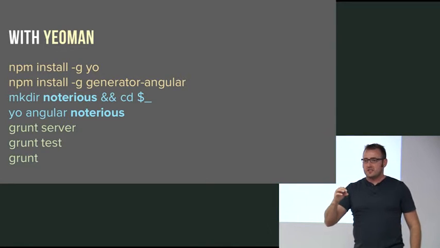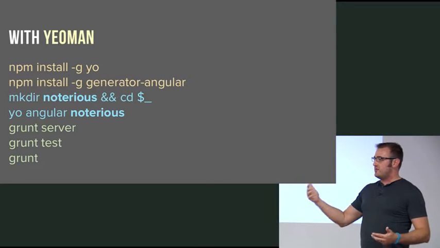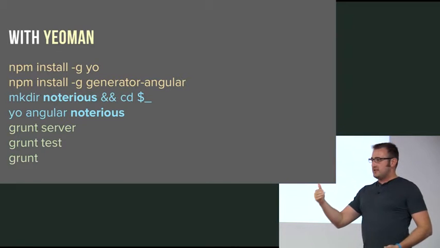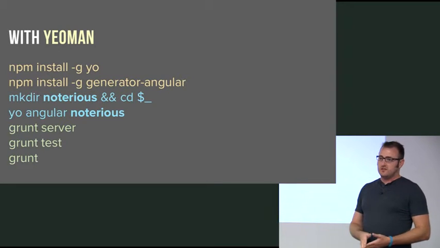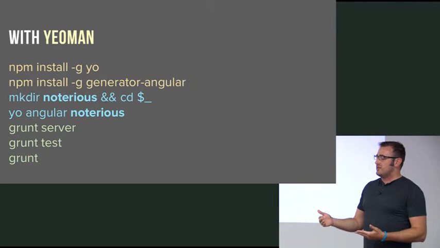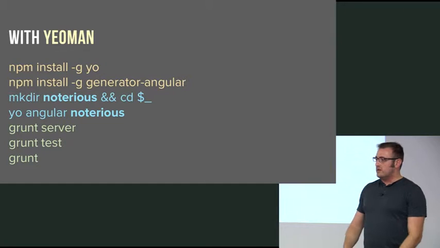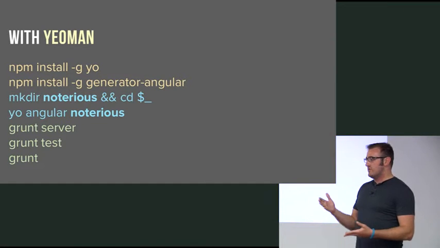From there, if you want to see it, it's grunt server. It comes with Node and will spin it up, and you can see it right out of the gates. If you want to run your tests, it's grunt test. And if you want to do a production build, it's grunt. What that does is it concatenates everything and moves everything into a distribution folder that you can then move up to your web server. So it's a really nice workflow.